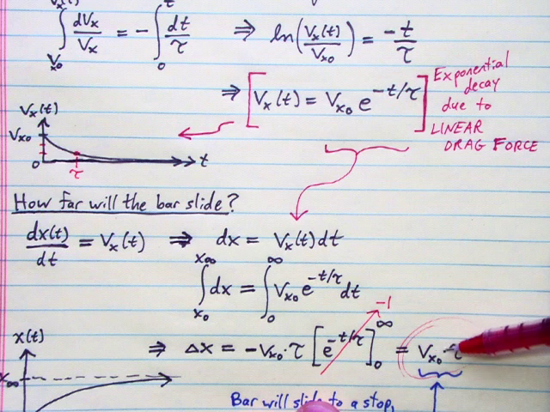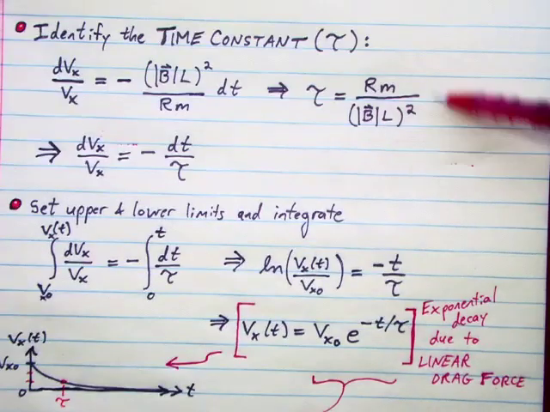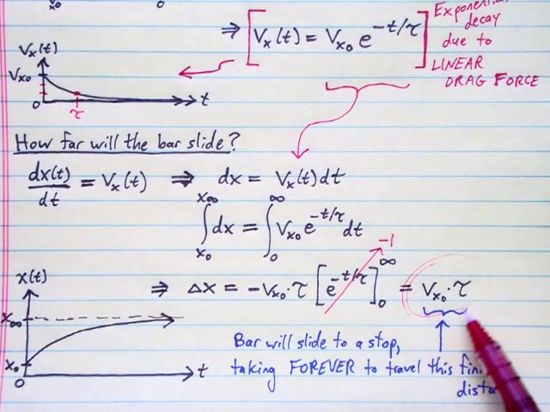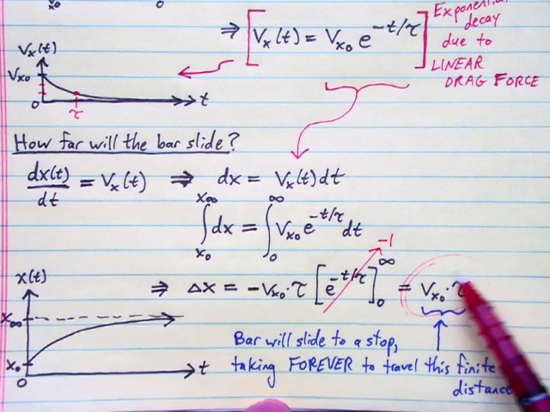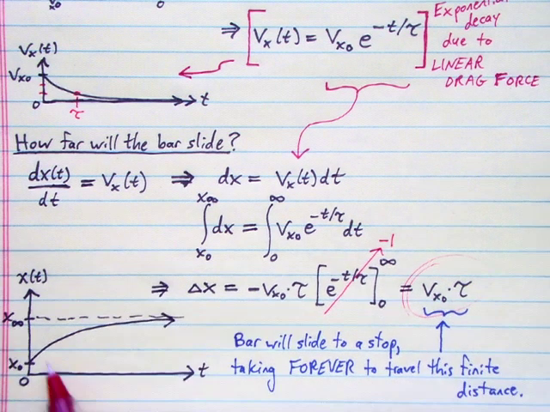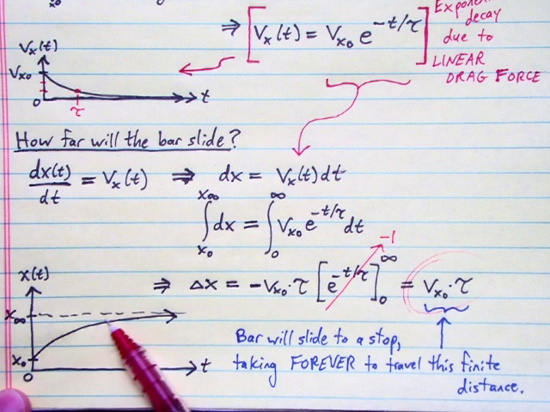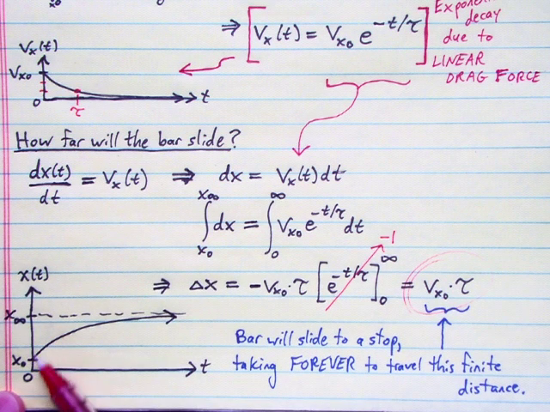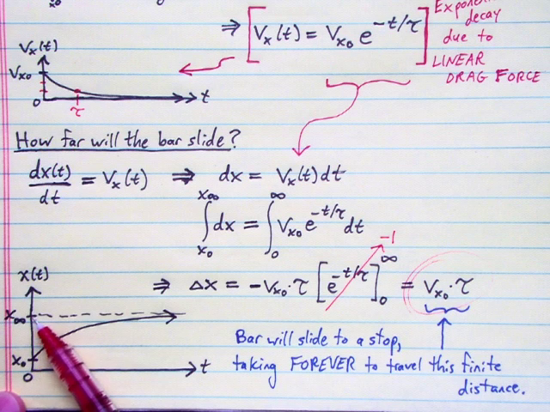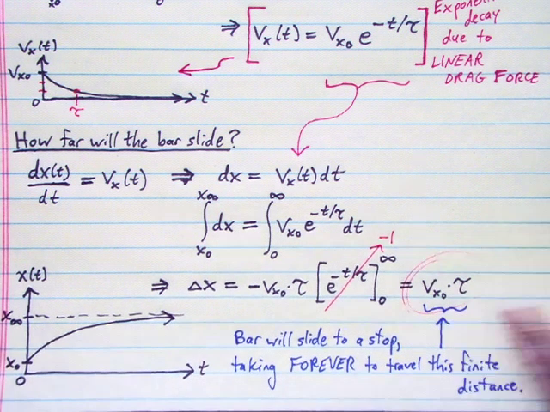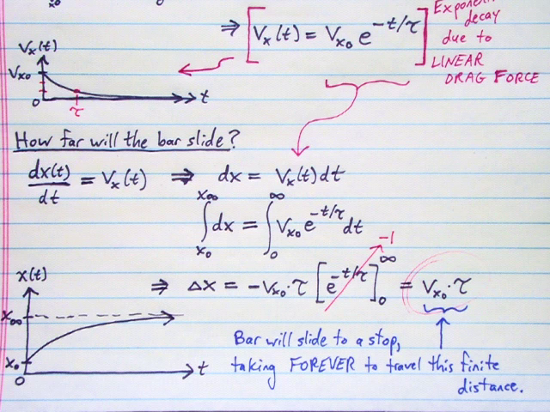So our initial velocity, Vx, times this combination of things tells us how far the bar will eventually go. It's never going to get that far. It'll take forever to go that distance. If we graphed x versus time, we would see this. Start at some initial x, and then gradually, asymptotically approaching some final position, slowing down but never quite reaching there. But it's not going to go to infinity. It'll only ever travel that distance at most as this electromagnetic drag force brings our bar to rest.